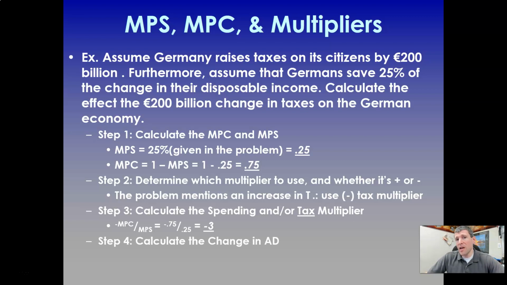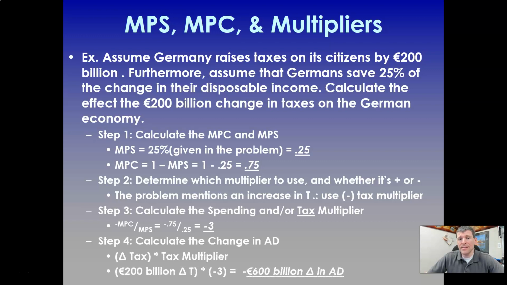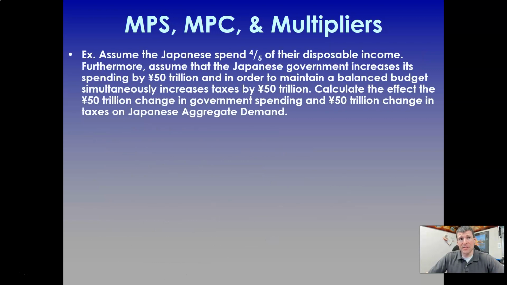So step 4, we take that multiplier and we multiply it by the initial change in taxes. So you have negative 3 times 200 billion euros, which gives us negative 600 billion euros. All right. So aggregate demand will decrease by 600 billion euros. GDP will decrease by that. See how this works? Last example.